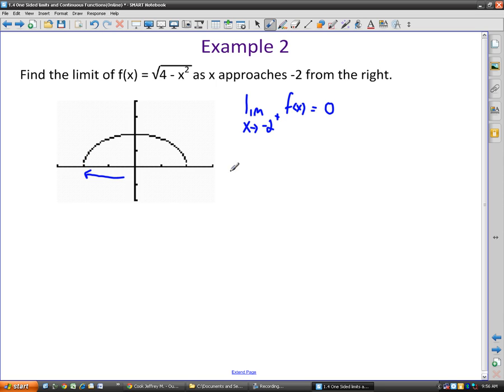Now, if I ask for the limit as we approach -2 from the left-hand side, from over here, there's no function, so it doesn't exist. That's why we denote right-hand or left-hand, because sometimes the function doesn't exist where we're trying to approach from.